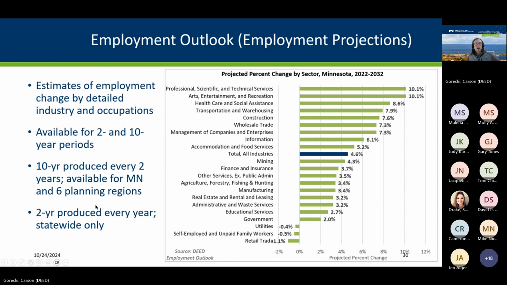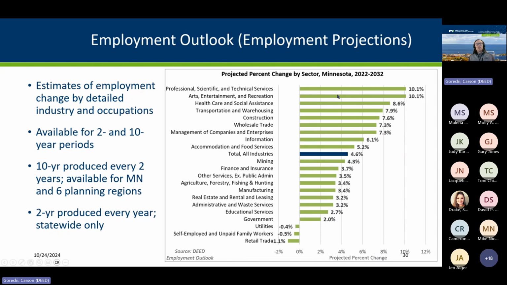Okay. I mentioned briefly our employment projections. We call that Employment Outlook, and they are estimates of employment change by detailed industry and occupation. We produce short-term, which are 2-year projections, and long-term, which are 10-year projections. The 10-year are produced every 2 years, and the short-term we're producing every year. The long-term projections are available statewide and for those 6 planning regions, whereas the 2-year short-term projections are only available statewide.